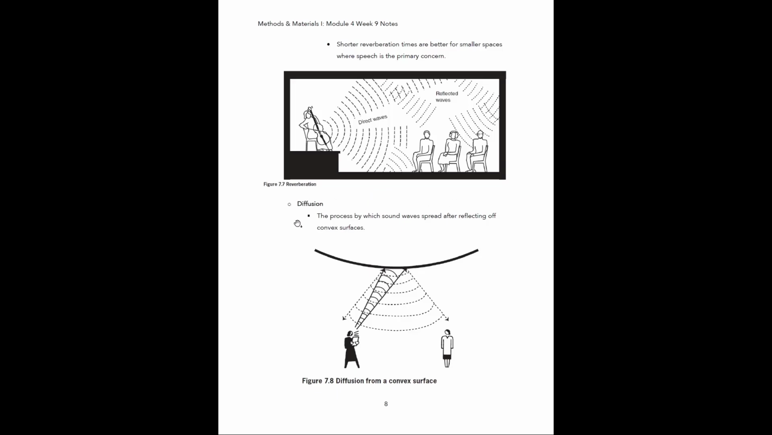So moving on, diffusion. This is the process by which sound waves spread after reflecting off of convex surfaces. If we have a surface that is bending outward and a sound wave that's bouncing off of that, the curving nature of the surface is going to cause those sound waves to spread out in a radial pattern, right? So you have a direct line from the source to the surface, then it's hitting it, and then it's spreading out in a bunch of different directions and going all over.